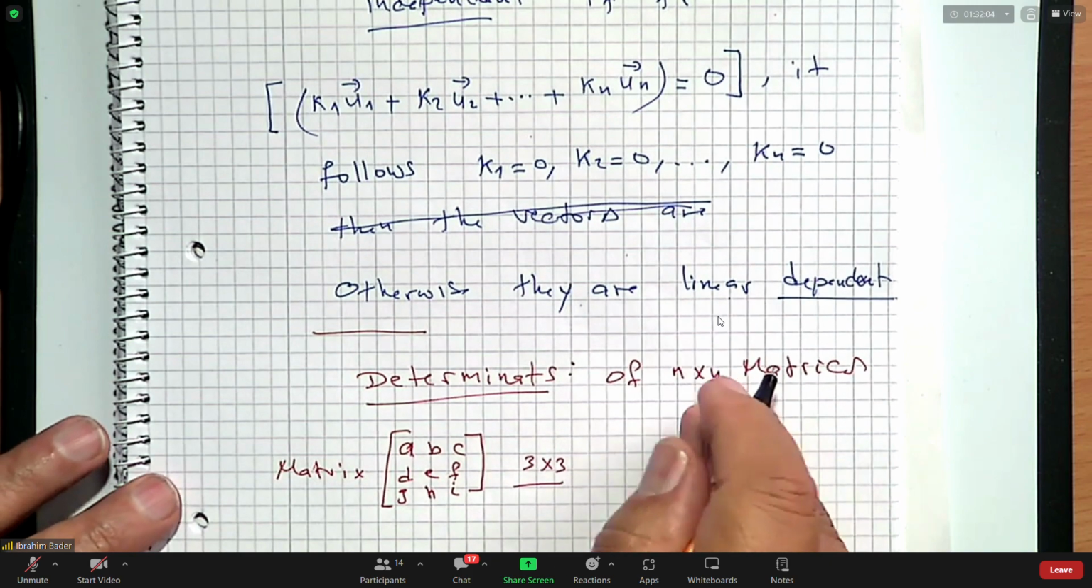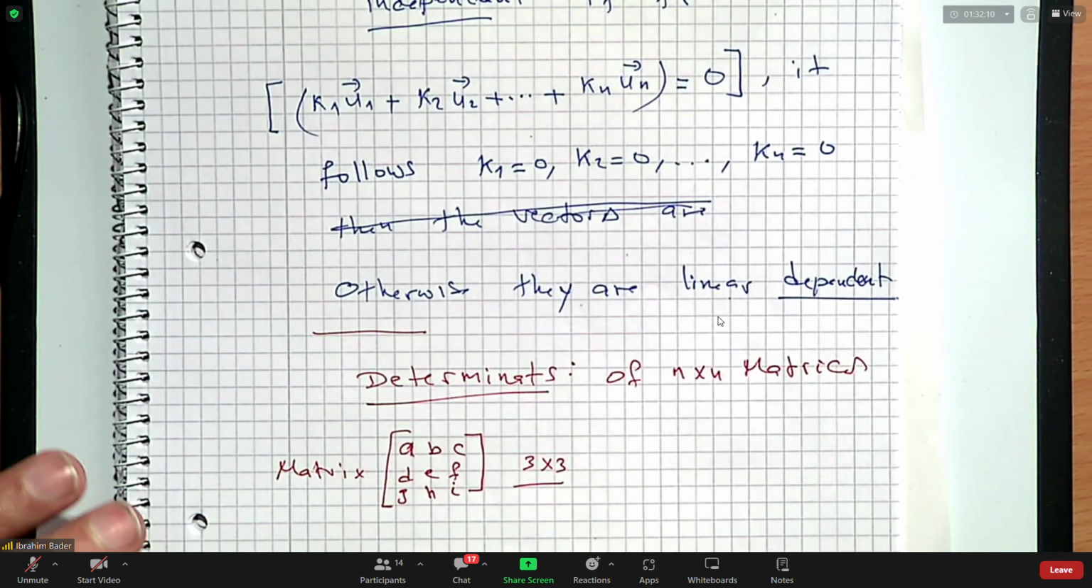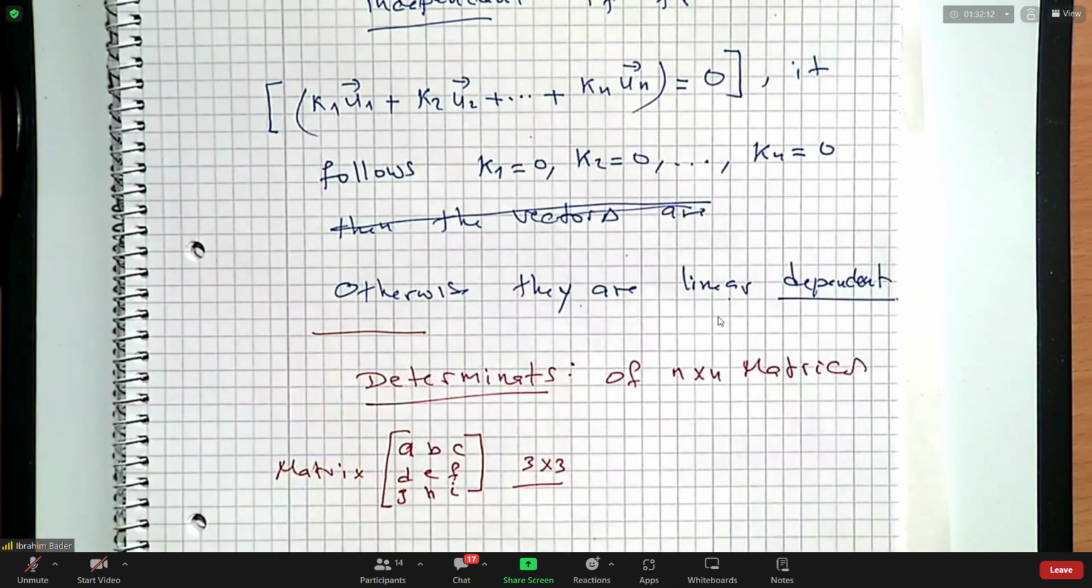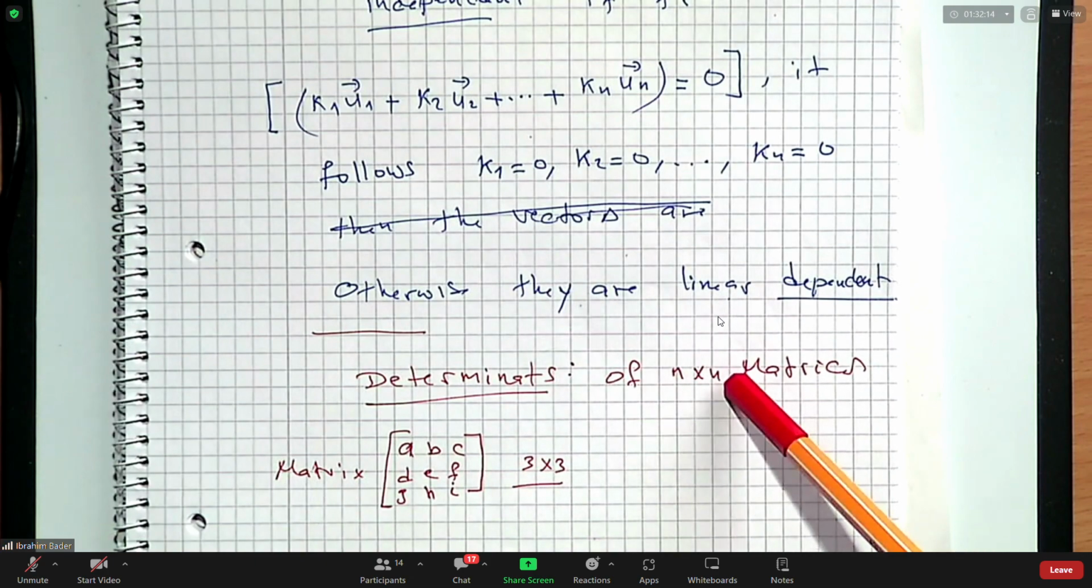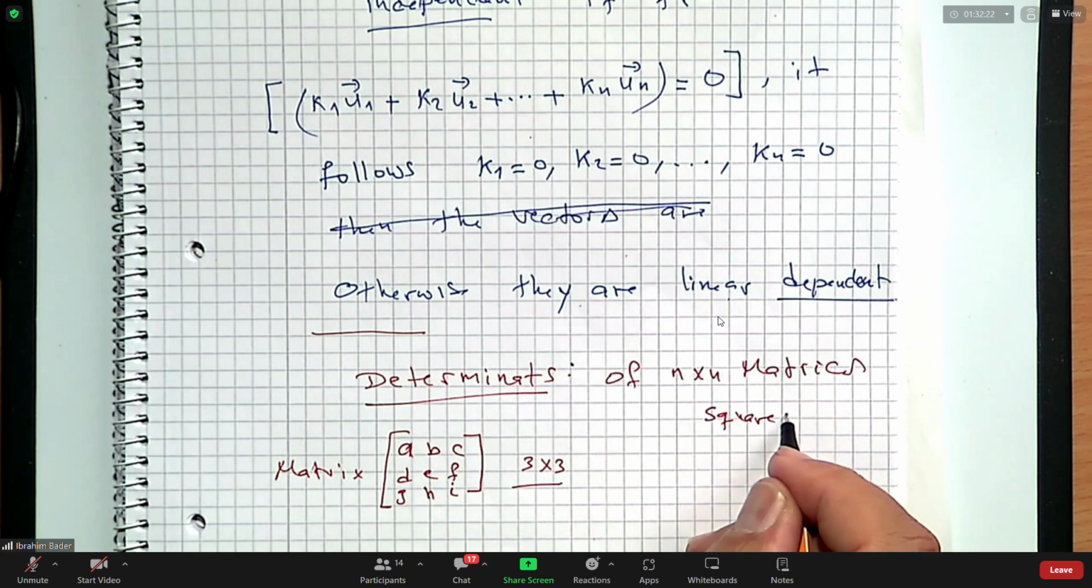So that's why I wrote here n by n. Matrices, of course, can have different numbers of rows and columns. But this type of matrix, where we have the same number of rows and columns, we call a square matrix.